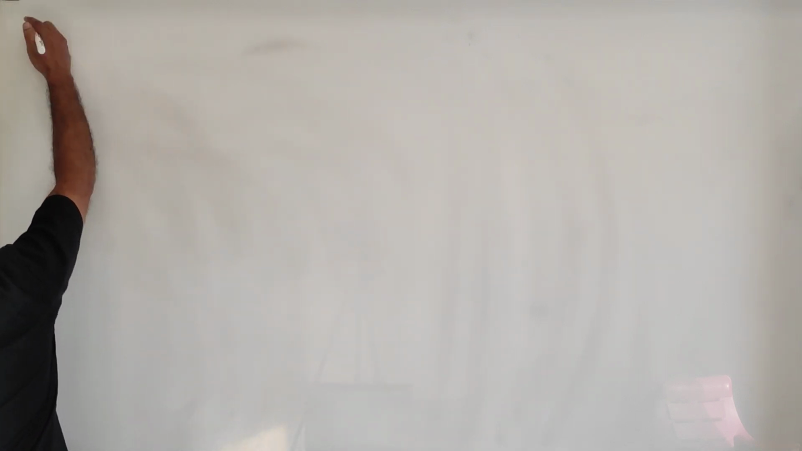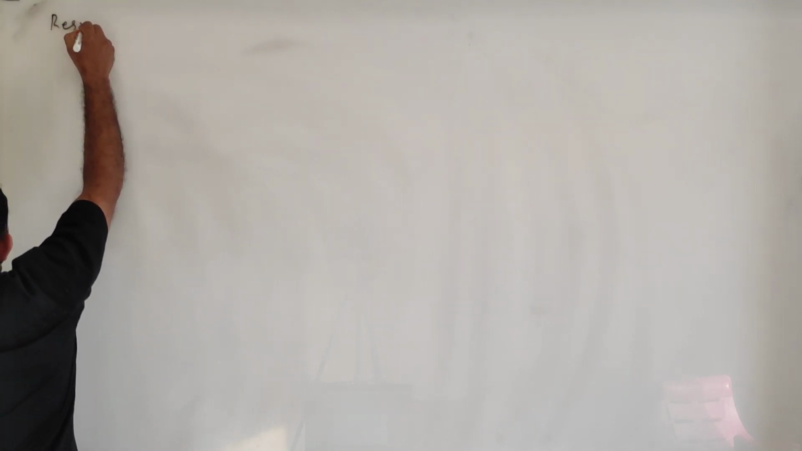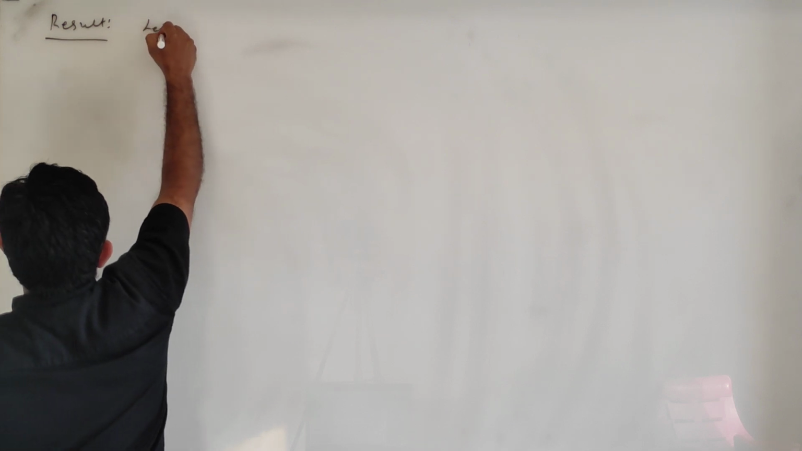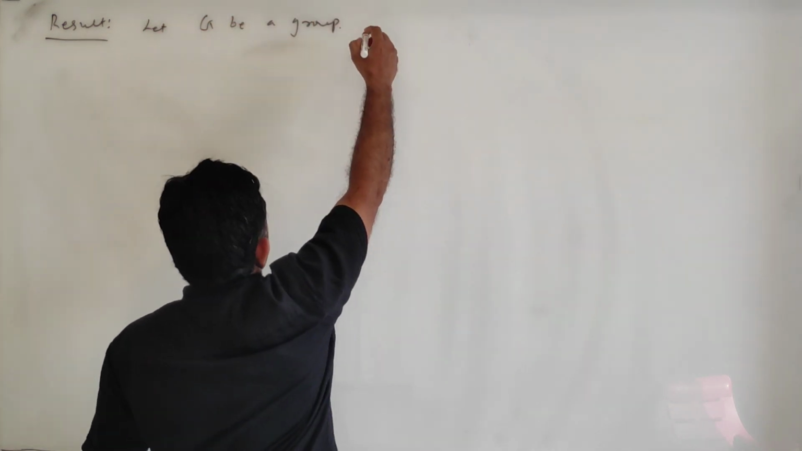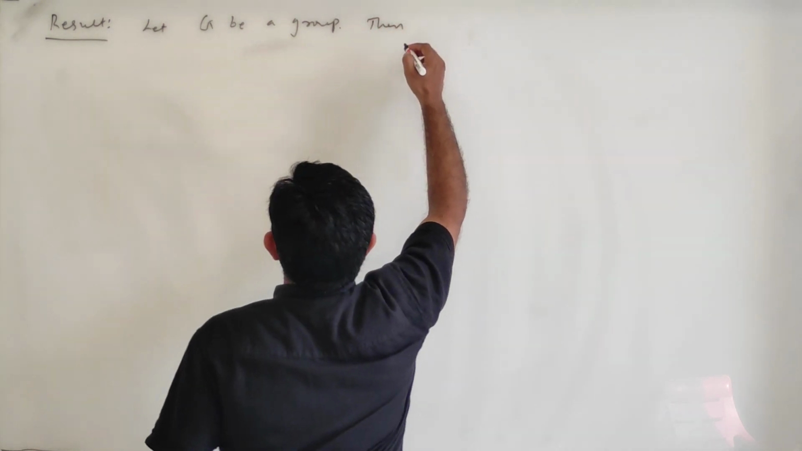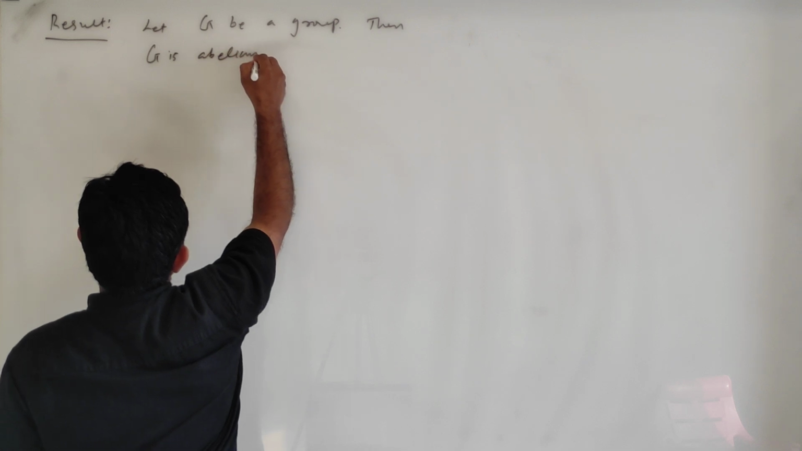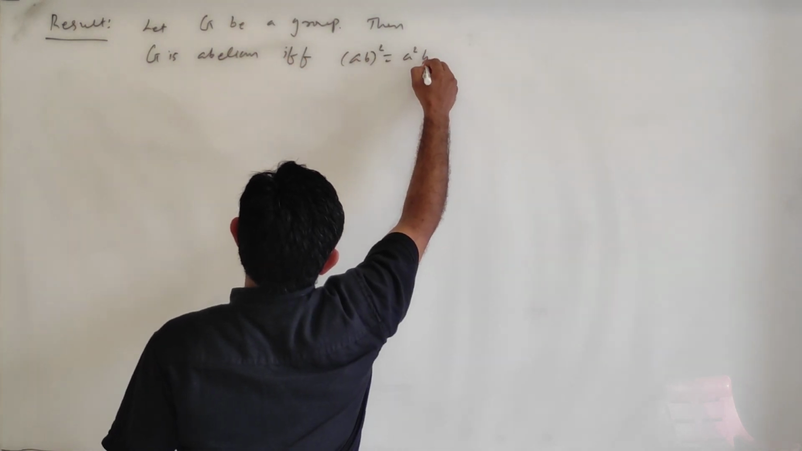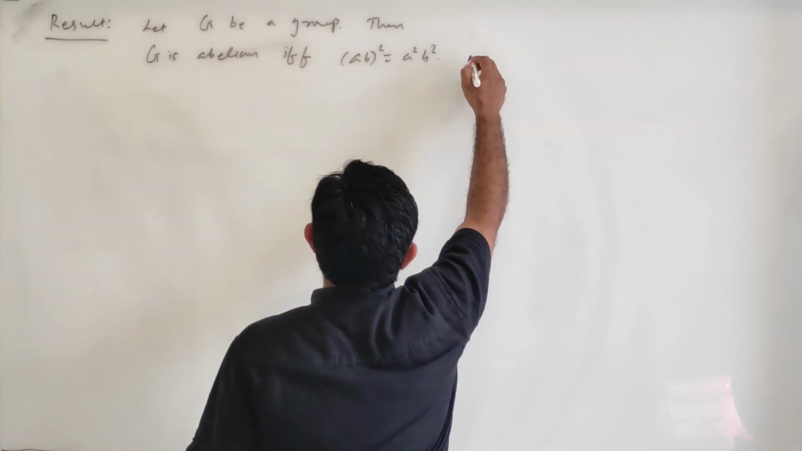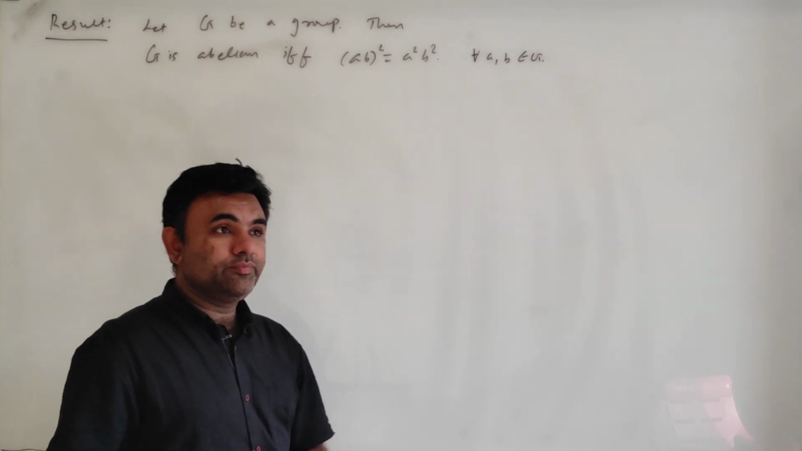So let me write, instead of example, it is a result. Let G be a group, then G is abelian if and only if AB square is equal to A square B square for all A, B belongs to G.